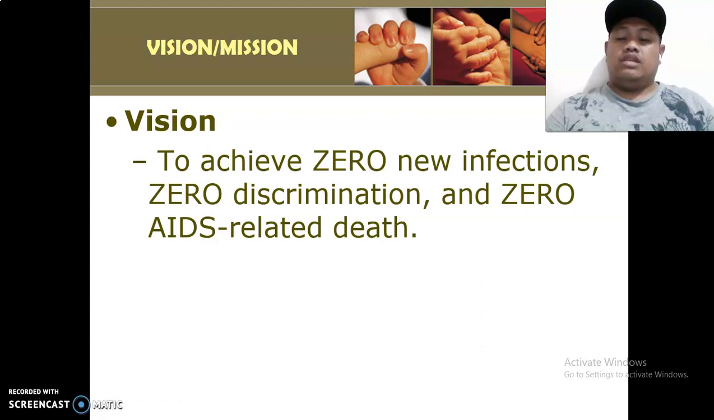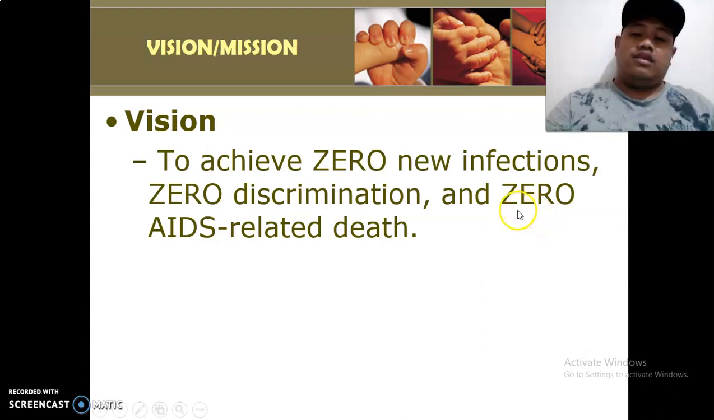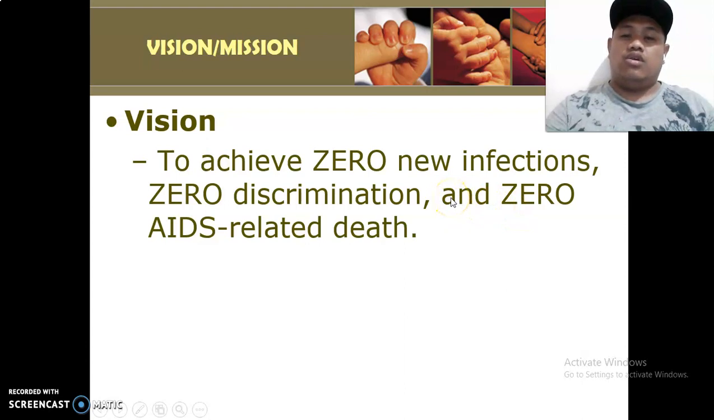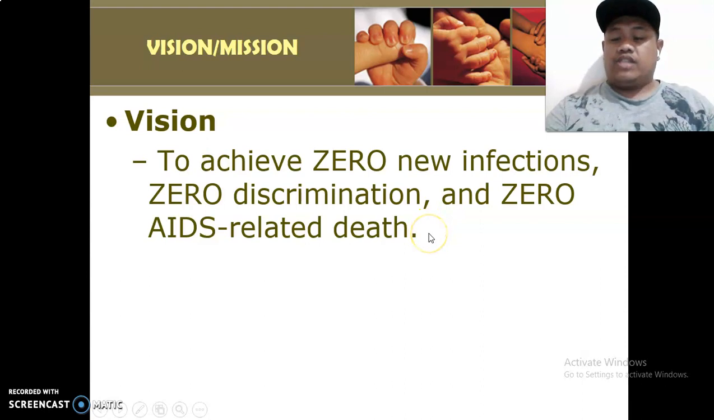This is also one of the reasons why a lot of people who possibly have the condition are very afraid to go for testing, because they are afraid of discrimination if they were known to be positive. And of course, the last thing is to prevent any AIDS-related death. As we already know, if you're done studying HIV infection, the most common causes of death are complications such as pneumonia, which is caused by Pneumocystis carinii infection.